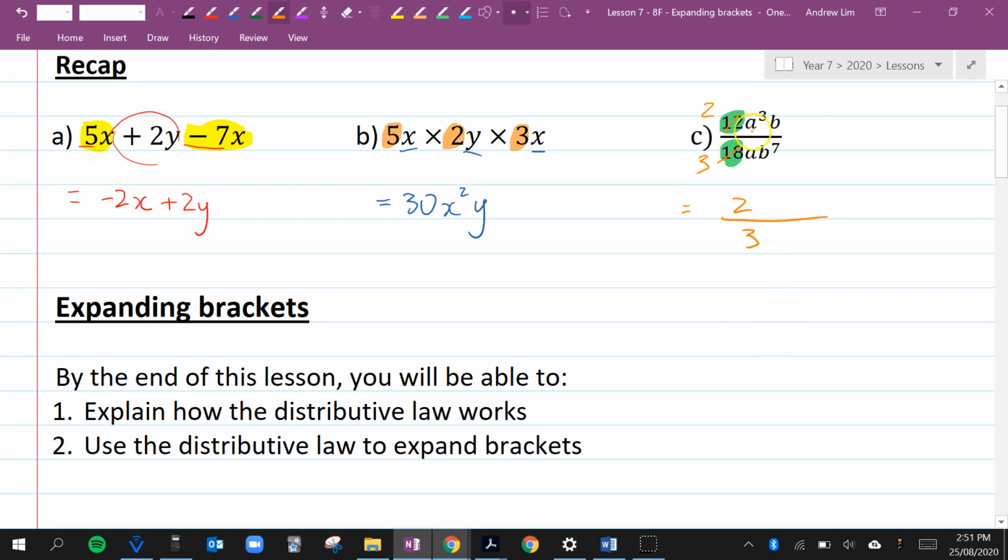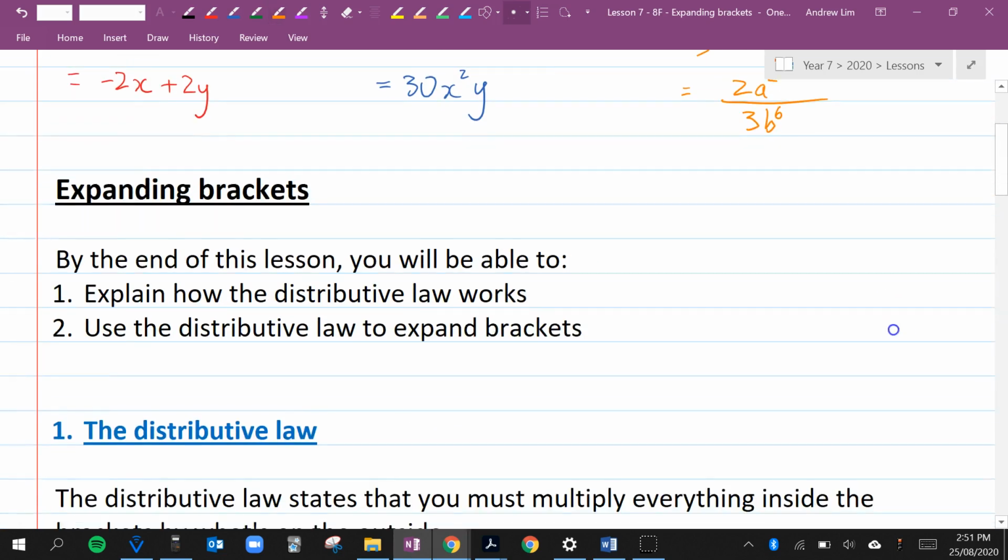If we're looking at the a's, the top has 2 more a's than the bottom, so I'm going to write a to the power 2 at the top, because there's 2 more a's. And the bottom has 6 more b's, so I'm going to write b to the power 6 at the bottom. And that's it.